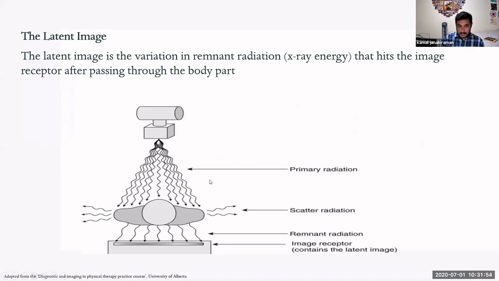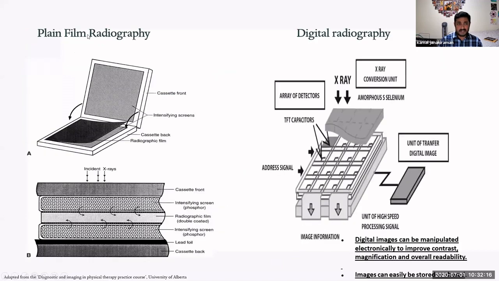So again, the same picture from the X-ray tube. The X-rays are passed and only a few photons reach the image receptor. The latent image is the variation in the remnant radiation that hits the image receptor after passing through the body part. These are the old ones, the plain film radiography, which I used before, which used a cassette. Now modern radiography uses digital radiography.